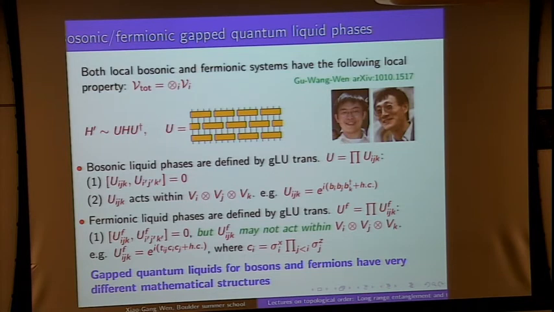Yeah, in one periodic boundary you have the same thing. So actually the Jordan-Wigner mapping works only for open boundary condition. So for periodic boundary condition, you cannot map the two together.